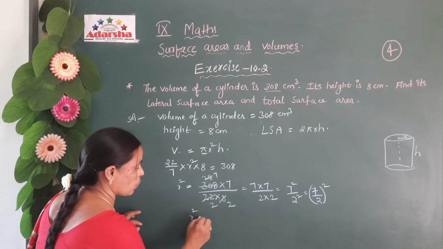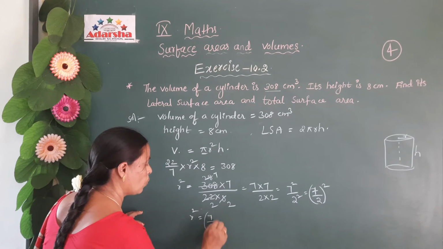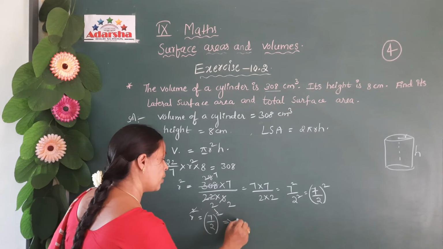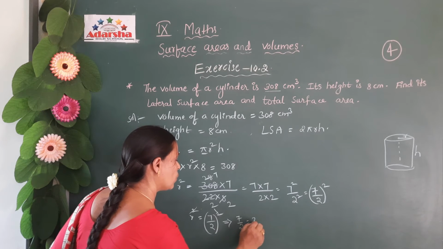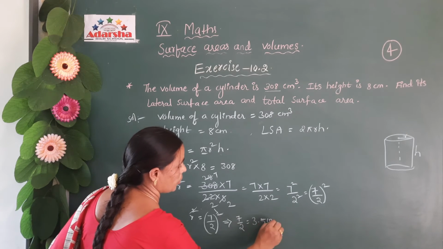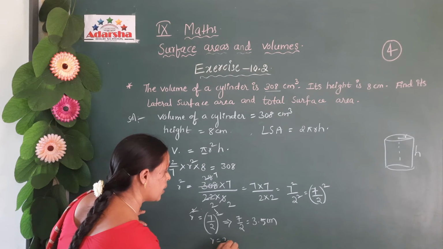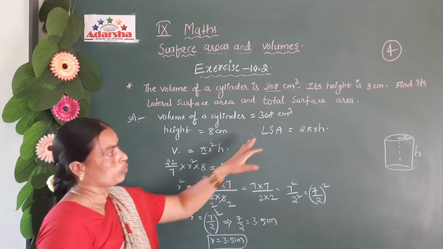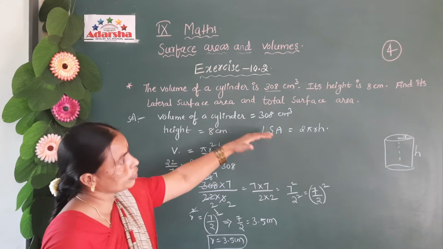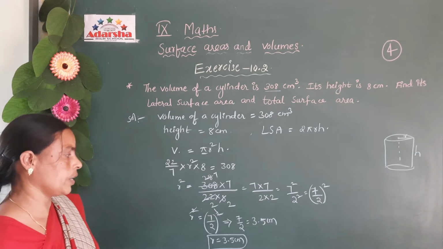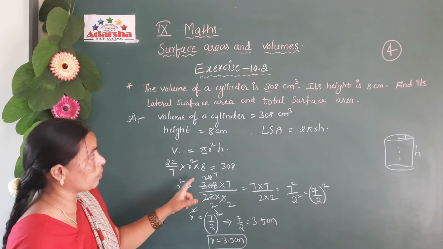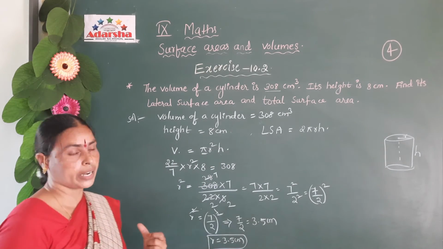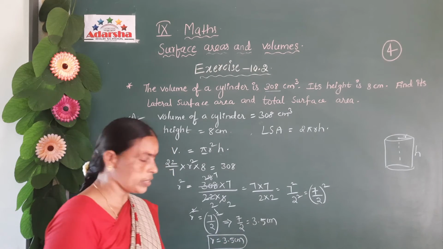That is equal to r square. R square equal to 7 by 2 whole square. On the right hand side and left hand side, square and square get cancelled. Then r is equal to 7 by 2, that is equal to 3.5 centimeters, the radius of the cylinder. Okay, 3.5 centimeters we got. Now we have to find the LSA of the cylinder and then the TSA of the cylinder. Here the radius is not given, but the volume of the cylinder is given. So from that we have to find the radius of the cylinder. Radius we got 3.5 centimeters.